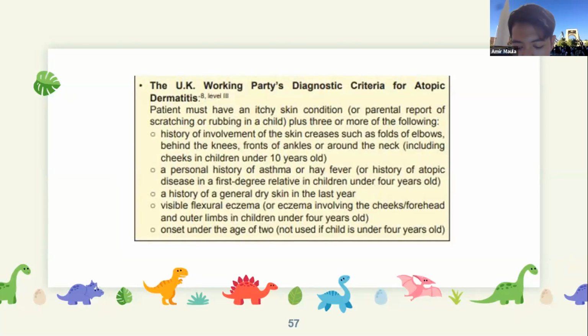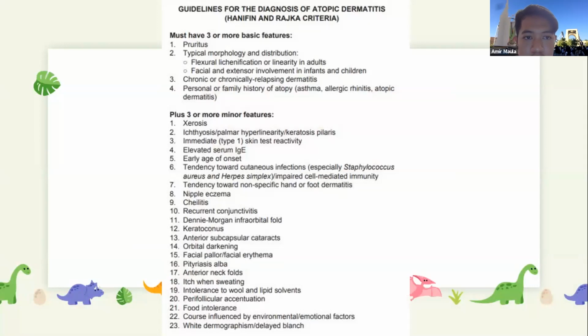Next, if we use the Hanifin and Rajka criteria, we have more to tick off the list. We must have 3 of the basic features, which are pruritus, morphology and distribution, whether flexural lichenification or linearity, and facial extensor involvement, chronic or chronically relapsing dermatitis, and any personal or family history of atopy, plus 3 of the minor features: xerosis, atopic stigmata like I said just now, Dennie-Morgan infraorbital folds, pityriasis alba, dermatographism, and many more. Okay, next.